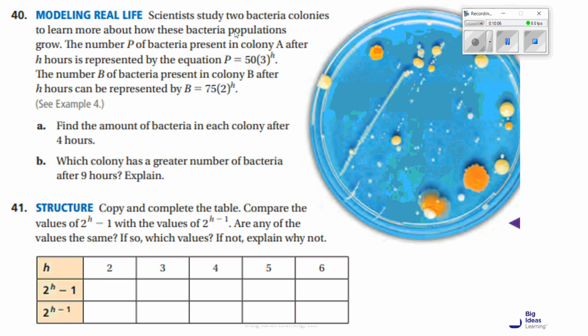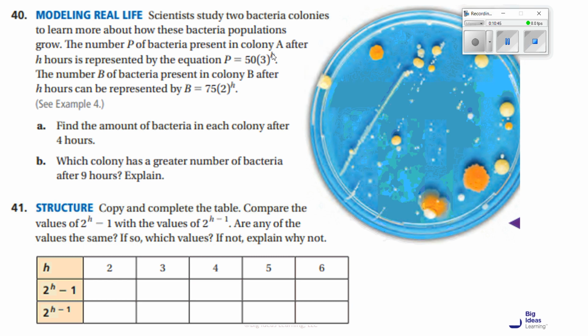We have number 40. Scientists studied two bacteria colonies to learn more about how these bacteria populations grow. The number P of bacteria present in colony A after H hours is represented by P equals 50 times 3 to the H. The number B of bacteria present in colony B after H hours can be represented by B equals 75 times 2 to the H. Now it says find the amount of bacteria for each colony after 4 hours.